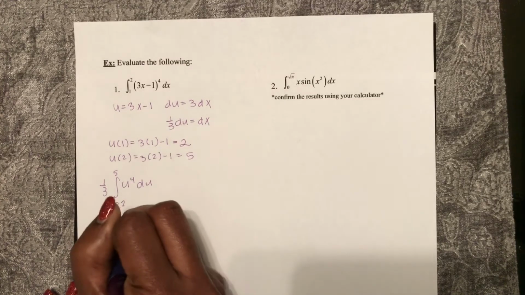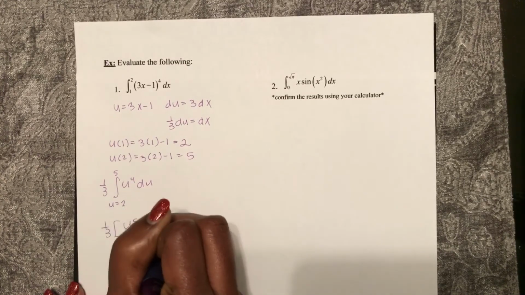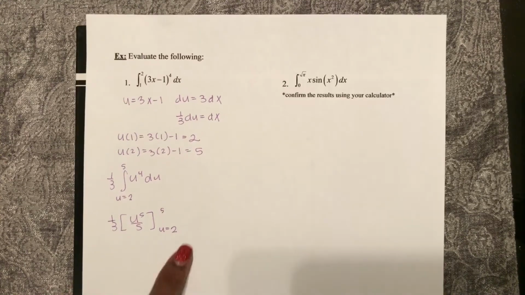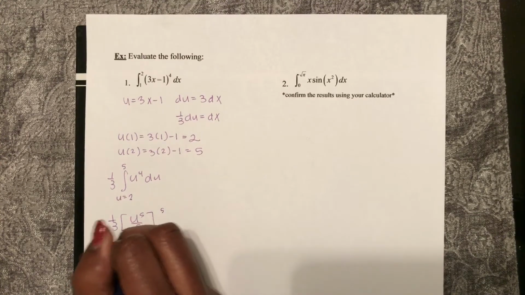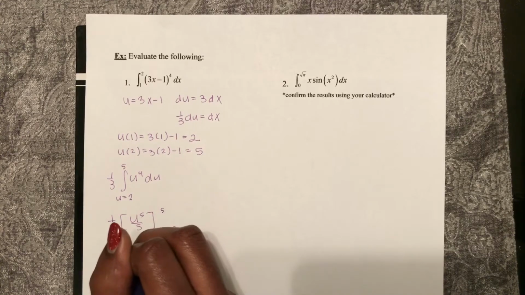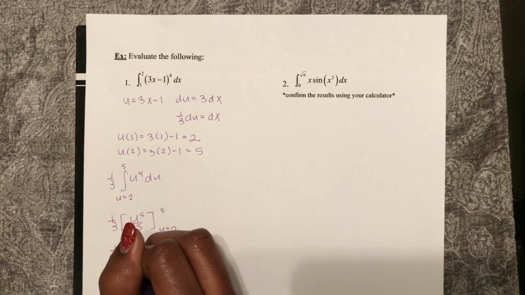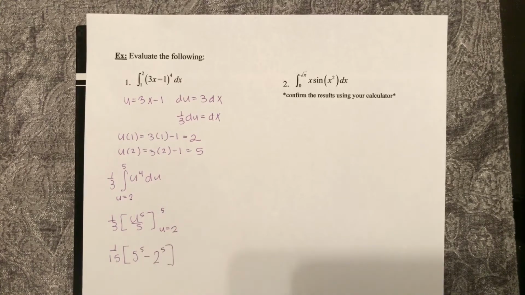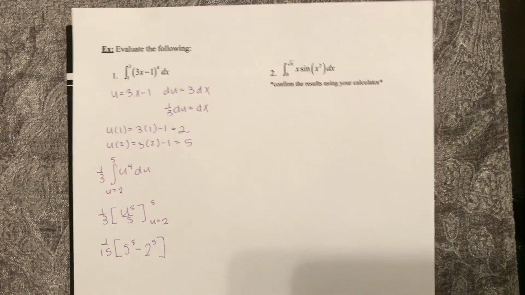So that's 1/3 u to the 5th over 5 from u equals 2 to 5. So I'm going to factor out that 1/5 to make 1 over 15 times 5 to the 5th minus 2 to the 5th. And I'm going to go ahead and leave my answer like that to save some time.